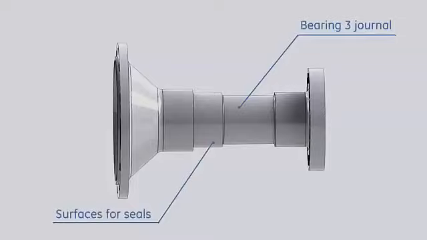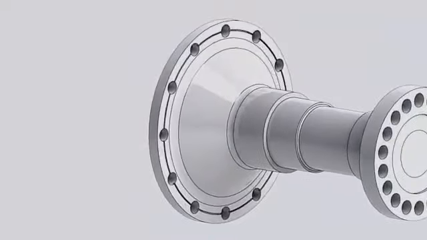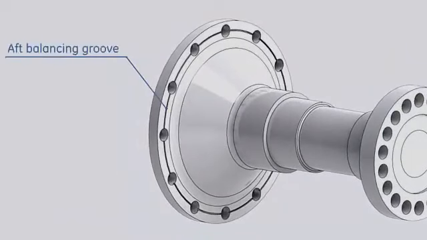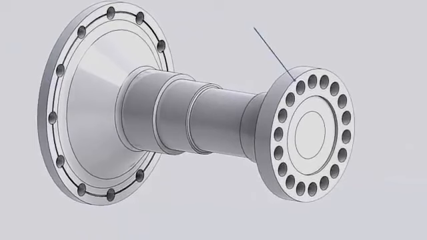The aft wheel shaft is machined to provide the following features: a journal surface for bearing number 3 and surfaces for oil and air seals. An aft balancing groove. An aft flange to connect the turbine rotor to the generator rotor.